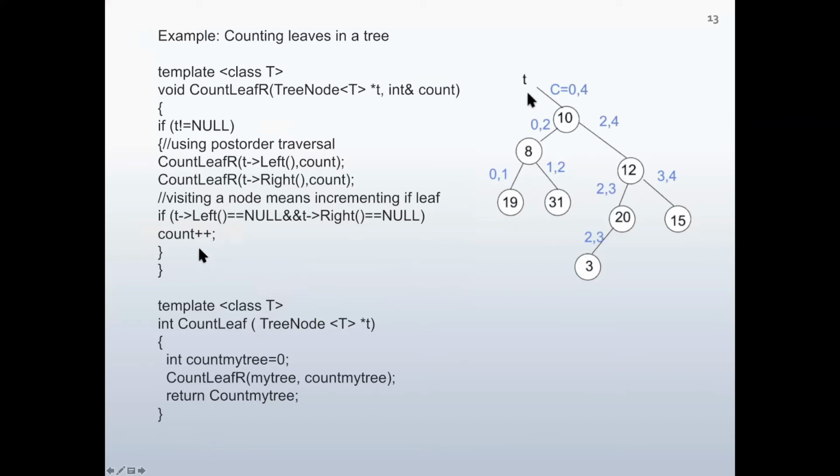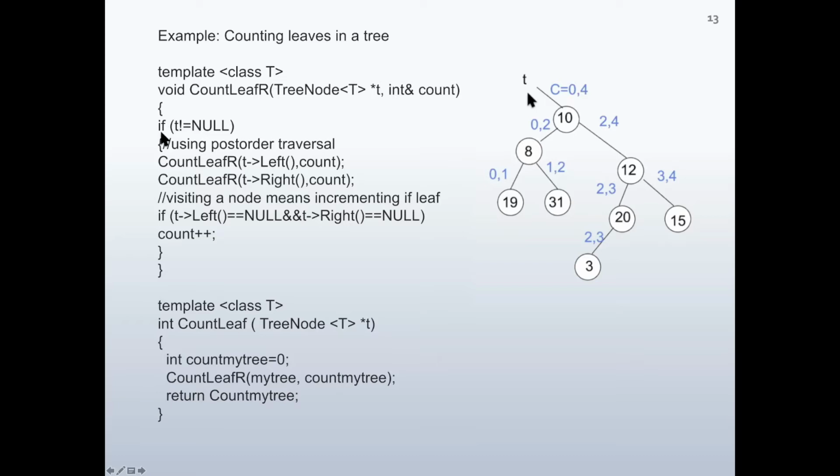The function is written as a recursive function, and it is also written as a template function. The template class is T. As parameters, we are sending the pointer T, which points to the root of the tree, and an integer reference count. There is no return value from the countLeafR function, but there is a parameter count, which is a reference to an integer. So the number of leaves will be stored in this variable.